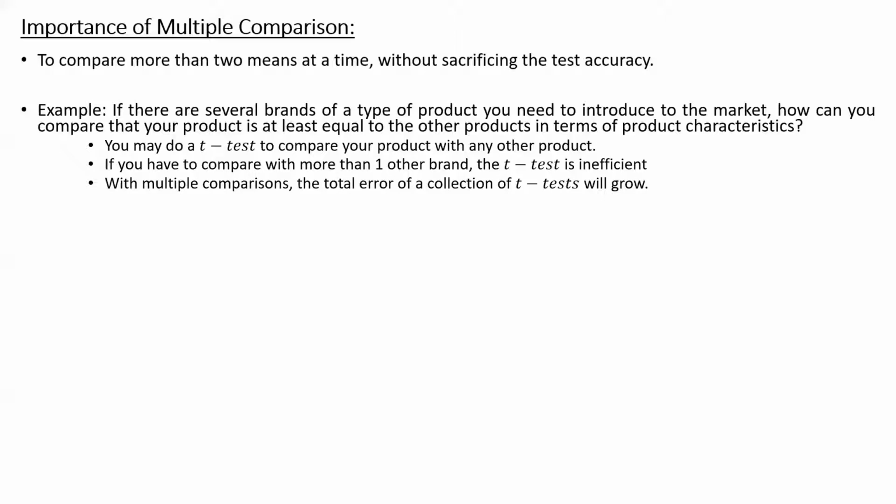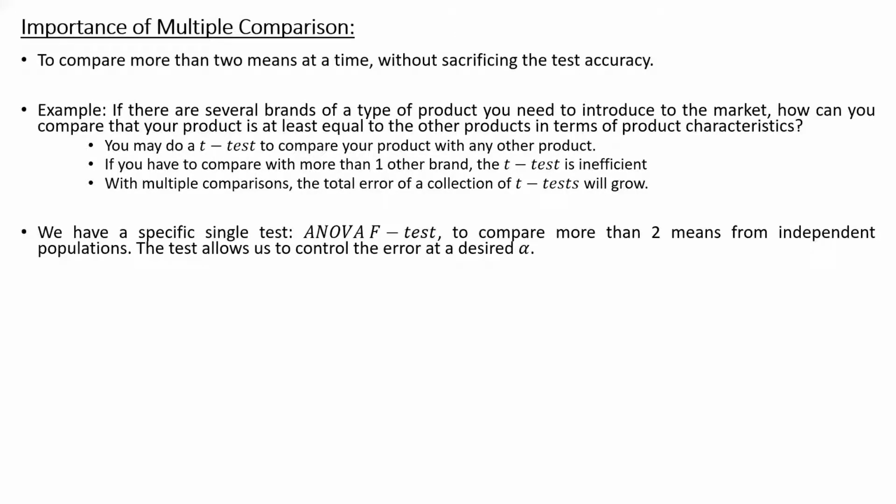For example, if you maintain an error of 5% per test, doing 3 tests doesn't mean that you accumulated a 15% error. However, it will be added non-linearly and it will be greater than 5% at the end. We have to avoid that. That's why we have a specific single test to compare multiple means, the analysis of variance F test, or in short, the Anova F test.